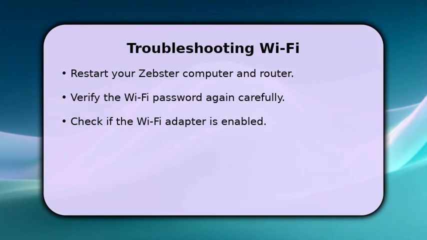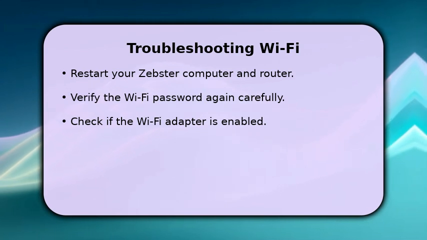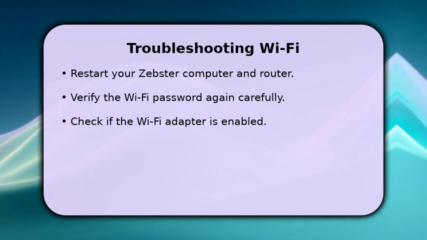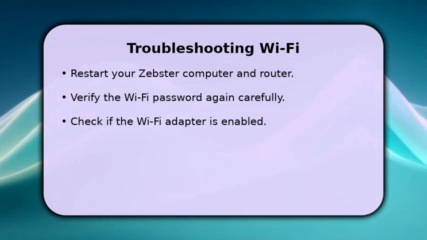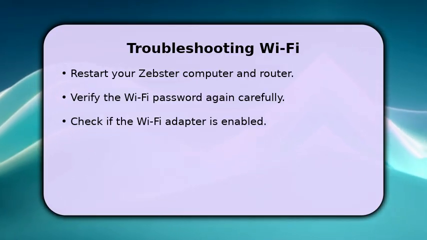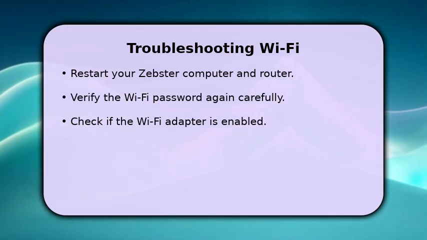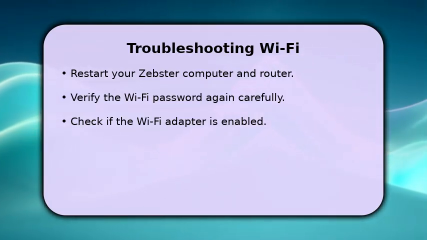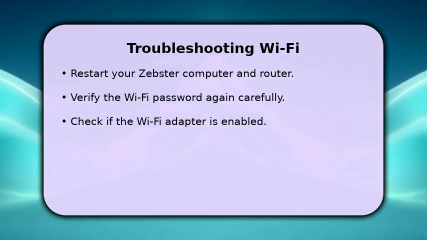If you encounter difficulties, don't worry. Troubleshooting is straightforward. First, try restarting both your Zebster computer and your Wi-Fi router. This often resolves minor glitches. Next, re-enter your Wi-Fi password, paying close attention to every character. Also, ensure your computer's Wi-Fi adapter is enabled, which you can usually find in your network settings. These steps resolve over 90% of common connection problems.